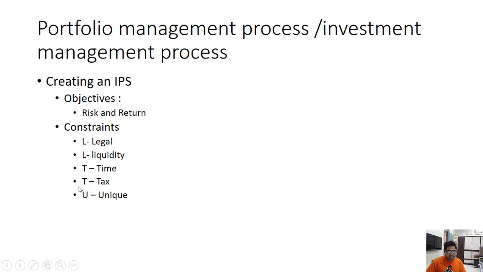Constraints are LLTTU. First, legal restrictions that the client may have. Sometimes the client is working in some company and he cannot buy additional shares of that company, so that becomes a legal restriction. Or maybe the client's wife is working as a board director in certain companies, so you cannot invest there. You need to consider those legal restrictions. Liquidity: sometimes the client has particular liquidity needs, let's say for a vacation or for children's education, so you need to account for that.